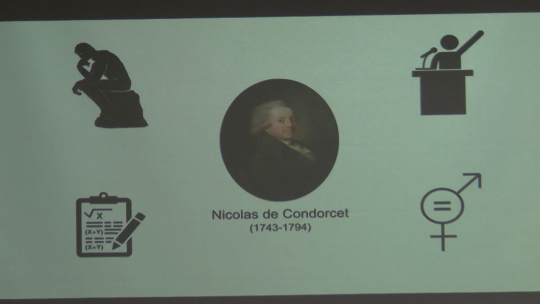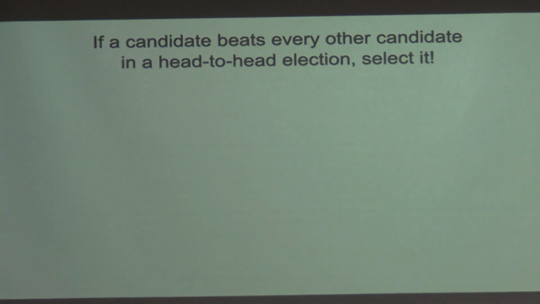Anyway, he was also like Borda. He was also a very smart dude. He did math, he was a philosopher, and most importantly, he was an advocate for equality, gender equality, racial equality, and various other social concerns. He was very vocal about it. And he also proposed a criterion for voting, which was based on these pairwise comparisons.